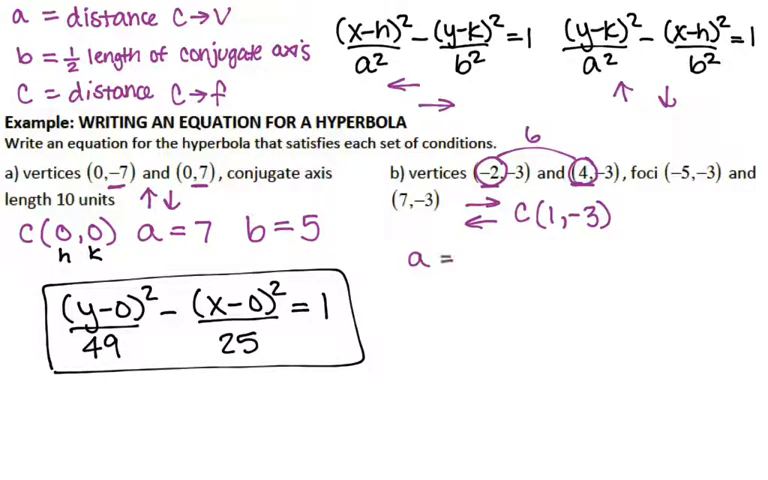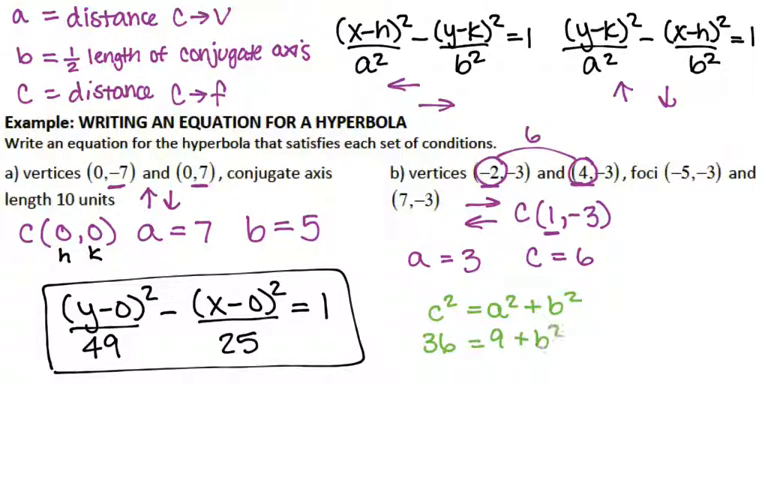A is the distance from your center to one of your vertices, which is going to be 3 units. C is the distance from your center to a foci, or a focus. So I'm going from 1 to -5, which is 6 units. I could also go from 1 to 7 over here, and that would also give me 6 units. Now that I have a and c, I can use that to solve for b. I have a formula for the foci for hyperbolas: c squared equals a squared plus b squared. It's Pythagorean theorem. So I have 36 equals 9 plus b squared.